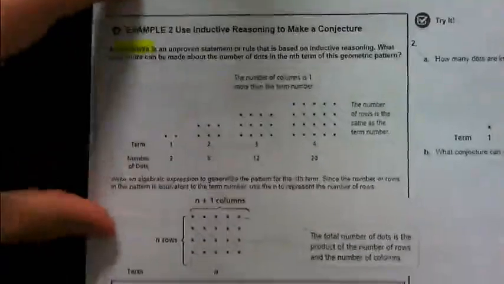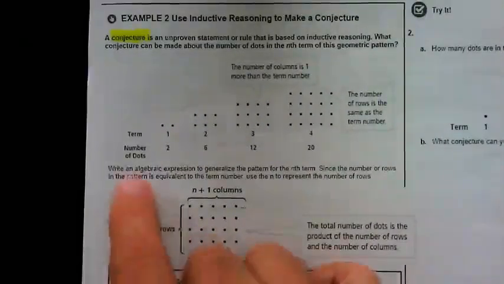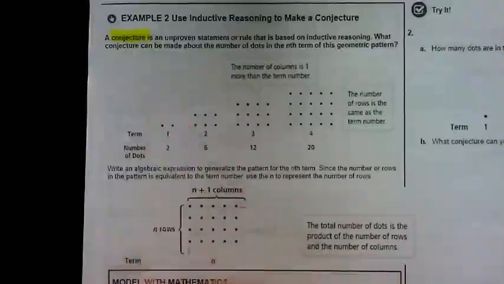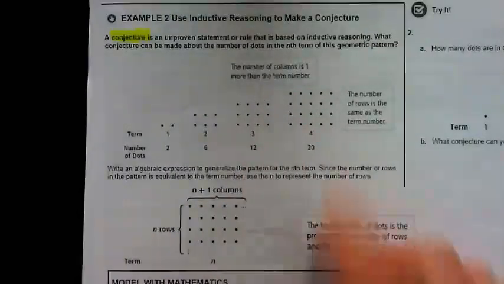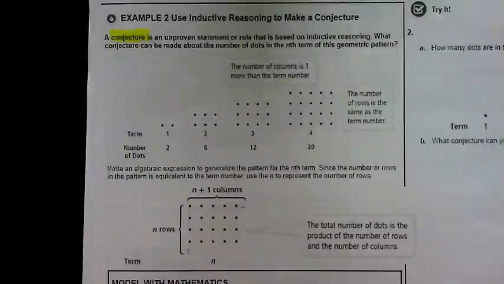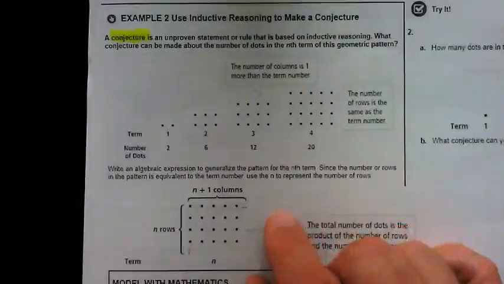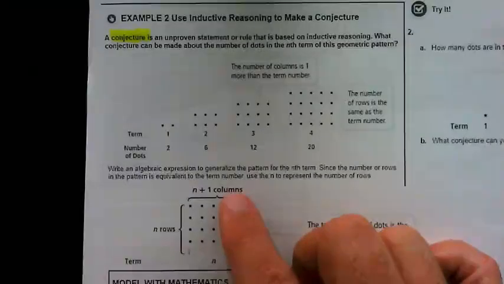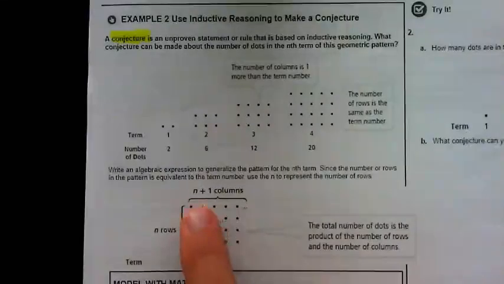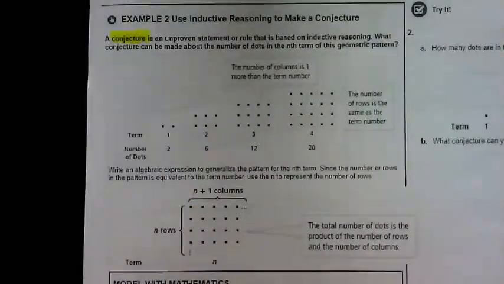So now, on this example, we have the term, and we have the number of dots. First term has 2 dots, second term has 6 dots, third term has 12 dots, fourth term has 20 dots. And they gave us a little more information there. Write an algebraic expression to generalize the pattern for the nth term. Since the number of rows in the pattern is equivalent to the term number, use n to represent the number of rows. For the columns, notice you add 1 more each time than the actual number.